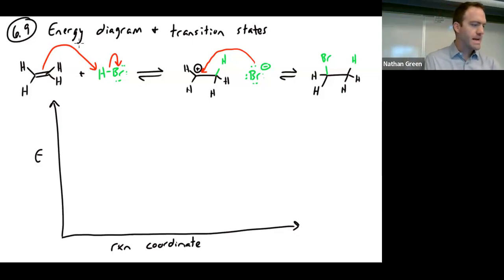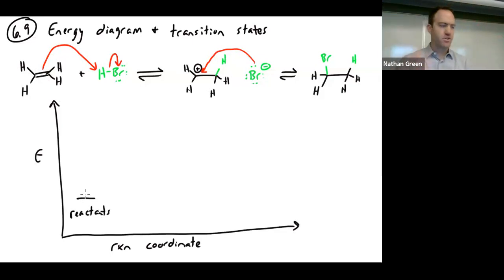So let's start over here with our reactants. How do we feel about these reactants compared to, say, the intermediates? Are they less stable or more stable? Guys over here, more stable or less stable than guys over here? More stable. So I'm going to draw a line here, and that line is going to represent my reactants. I'm going to group them together and say the average energy of those two is this line.